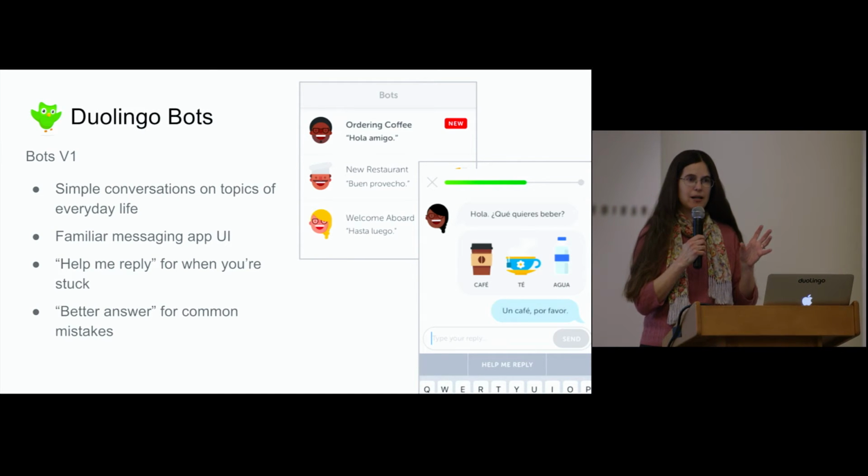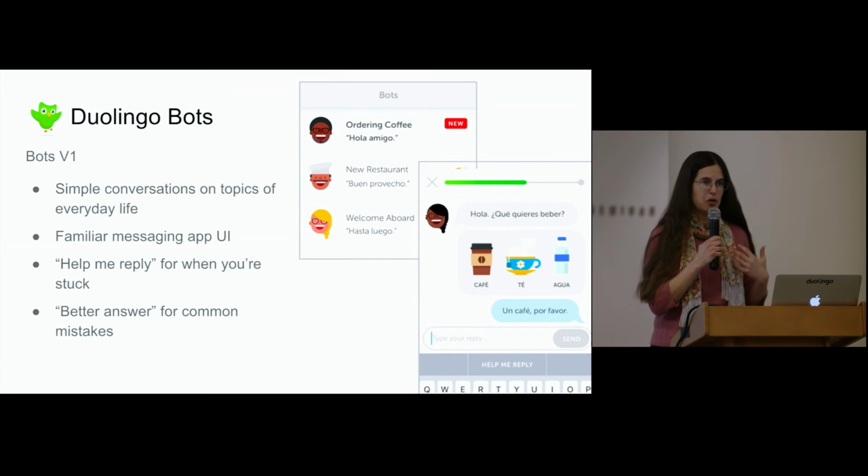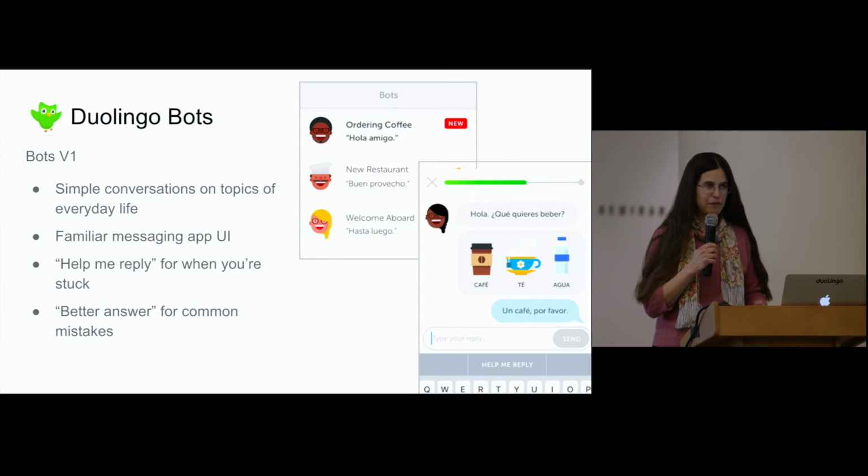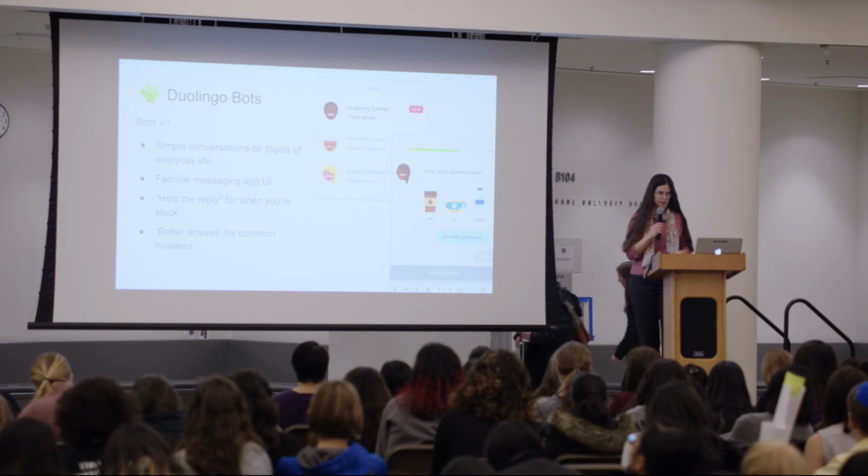The Duolingo bot, the user interface for this looks like your typical messaging app. So it feels like you could be chatting with a friend, but you're actually chatting with a Duolingo language bot. And you're having simple conversations on topics of ordinary life, like ordering coffee, reserving a hotel room, going clothes shopping. At this point, we have several dozen conversations per language. The languages that we're live in are Spanish, French, German, and Portuguese is coming soon.